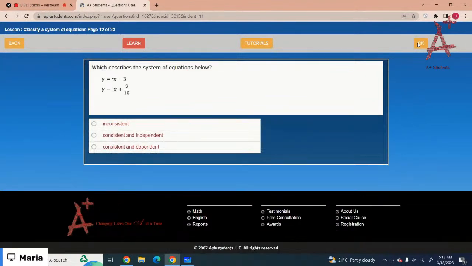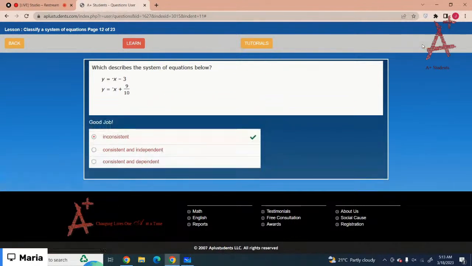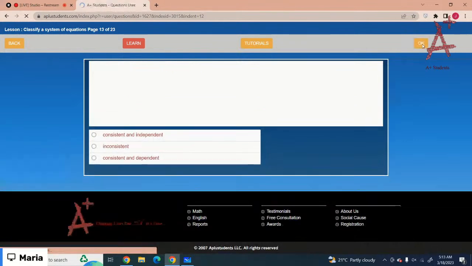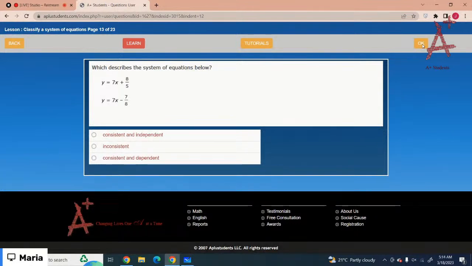Y equals negative x minus 3 and y equals negative x plus 9 over 10. So both the equations have exactly same slope. So the slope is same. That means the system is inconsistent. Got it? Okay, y equals 7x plus 8 over 5 and y equals 7x minus 7 over 8. So both the equations have exactly same slope. Got it? So when the slope is same, that means the system is inconsistent. Got it?